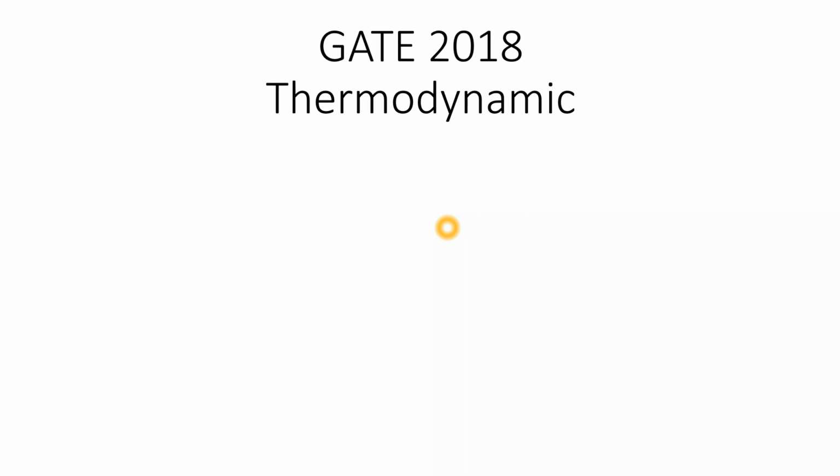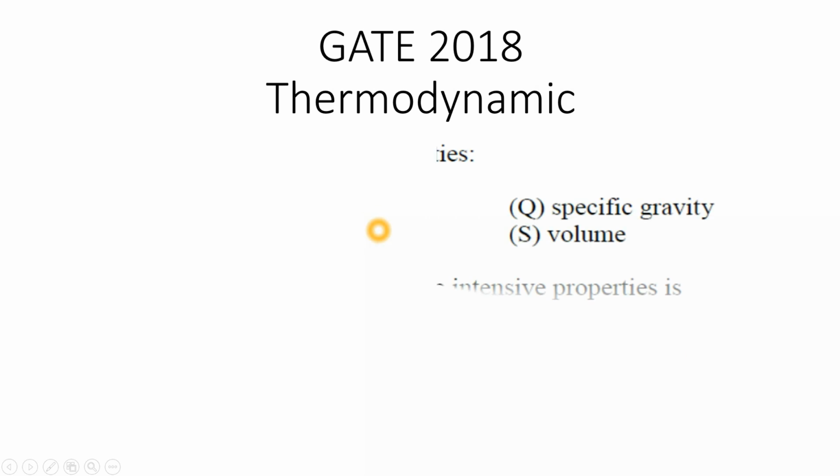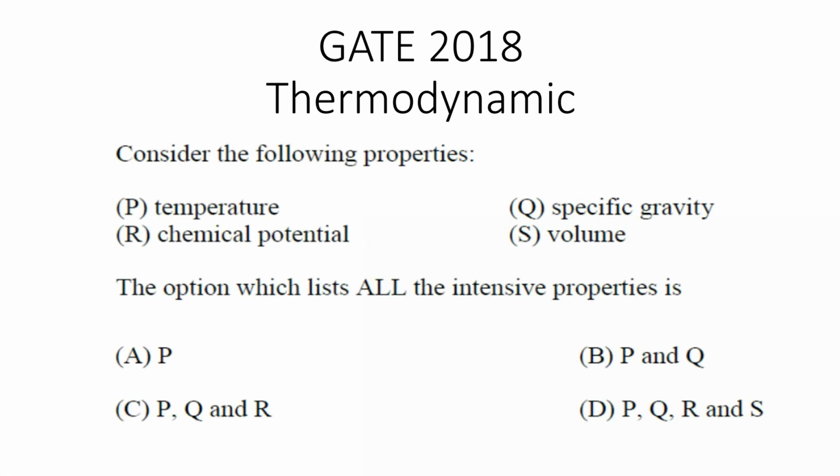So our next question from GATE 2018 for thermodynamics. The question is: consider the following properties: temperature, specific gravity, chemical potential, and volume. The option which lists all the intensive properties is, we need to find out the intensive properties, right?